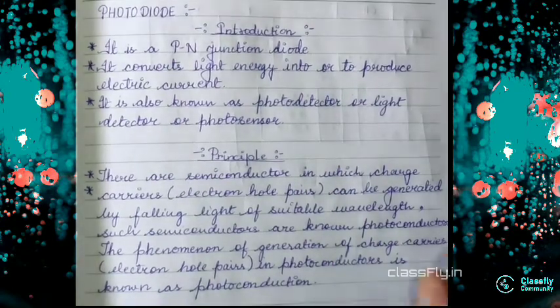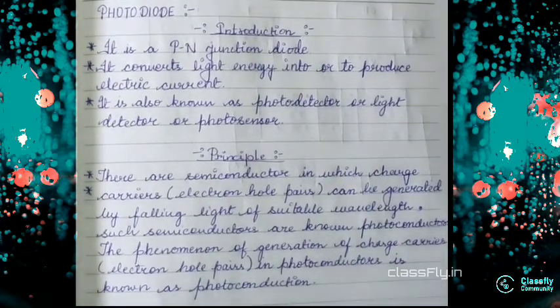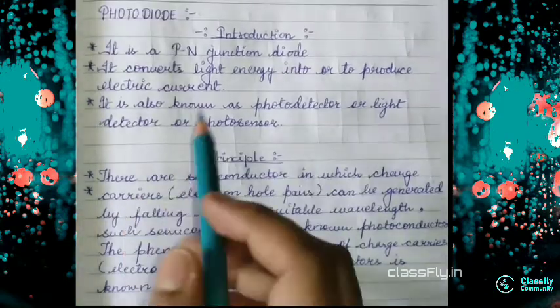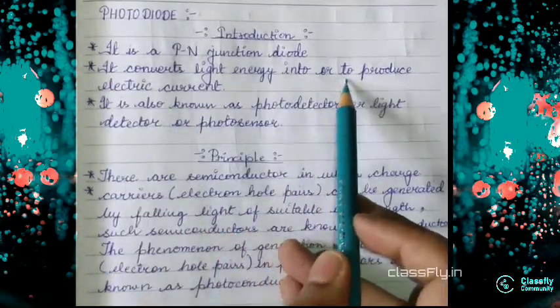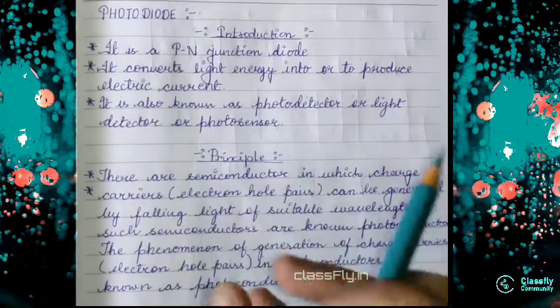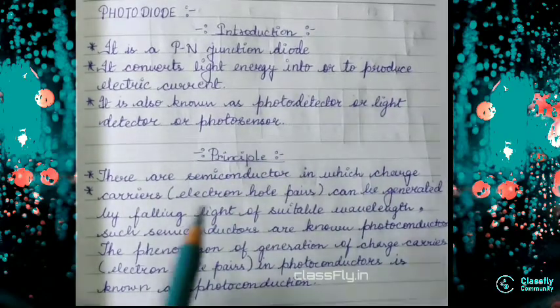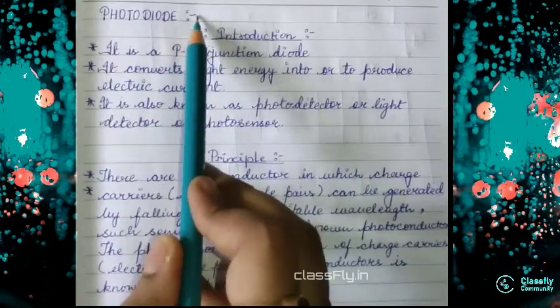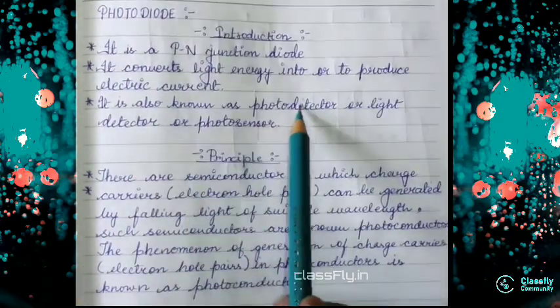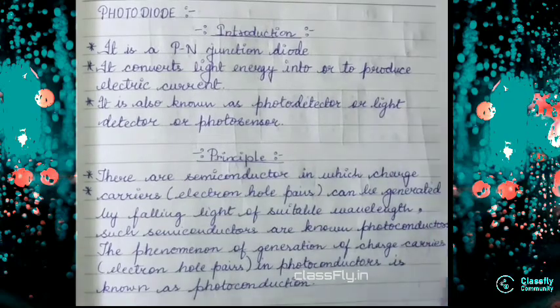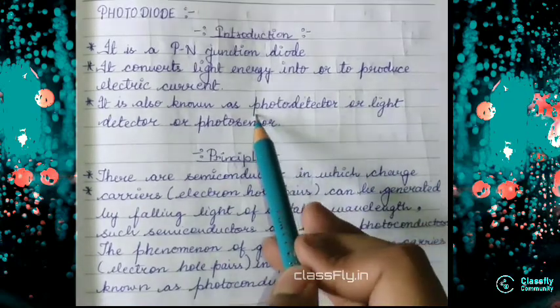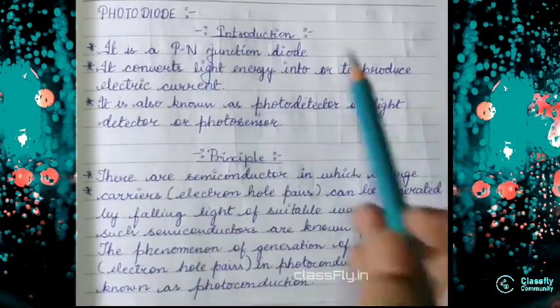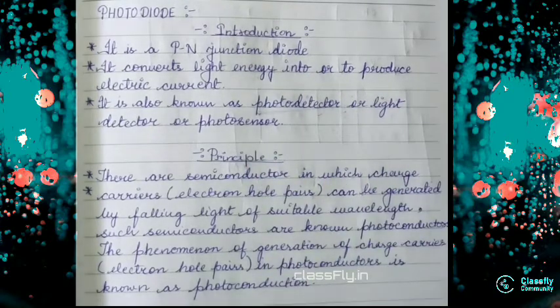It is simply a PN junction diode, but in a reverse bias condition. It converts light energy into, or produces, electrical current. Basically, it converts light energy into electrical energy. We also know that a photodiode is also known as a photodetector, light detector, or photosensor. You can give the name of photodiode as photodetector, light detector, or photosensor.